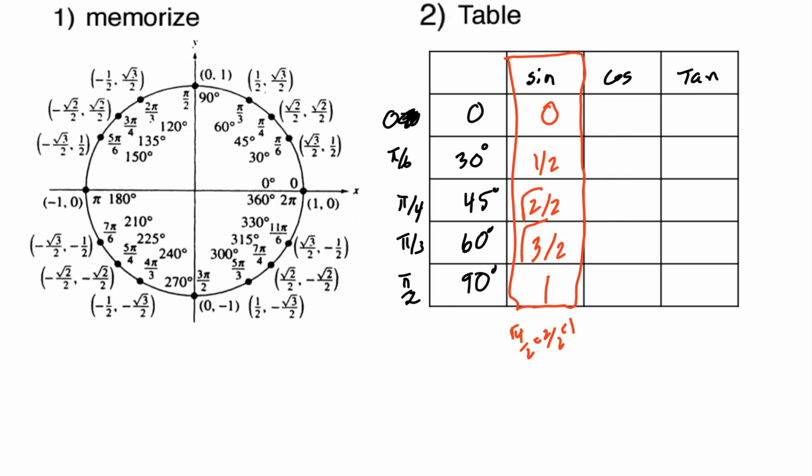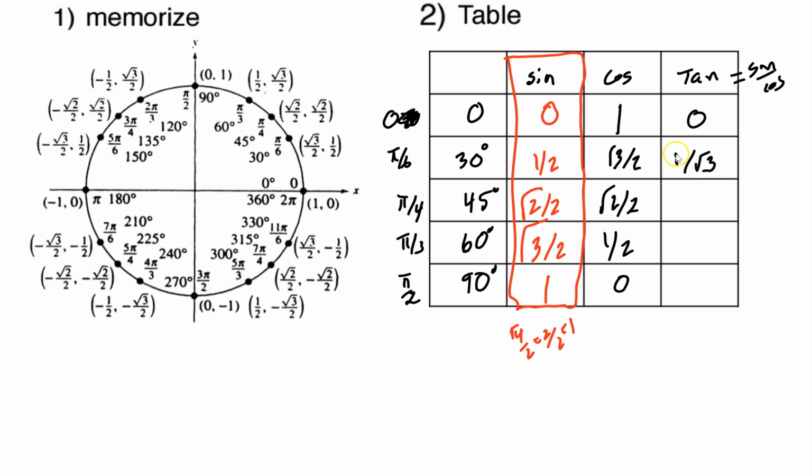Because once you have that, cosine is the flip of it. If you notice, sine and cosine switch. So cosine is just flip it upside down: 1, rad 3 over 2, rad 2 over 2, 1/2, and 0. Tan, don't forget, tan is sine over cosine, y over x. So you just put sine over cosine. 0 over 1 is 0. 1/2 over rad 3 over 2. Little trick, the 2's cancel. You get 1 over rad 3.